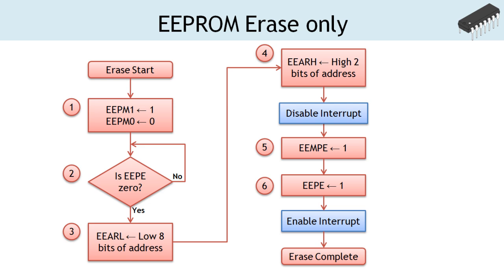Then the address register pair, that is EEARH and EEARL, is initialized with the address which needs to be erased. In erase operation, the content of the EEDR register is ignored. Since the steps in erase only operation are the same as those of erase and write operation, we follow the steps as in the write operation. The interrupt is disabled and then the EEMPE bit in the EECR register is set. Then the EEPE bit in the EECR register is set. The constraint of setting the EEPE bit within the 4 clock cycles also applies here. Then the interrupt is enabled back again. This completes the erase only operation.